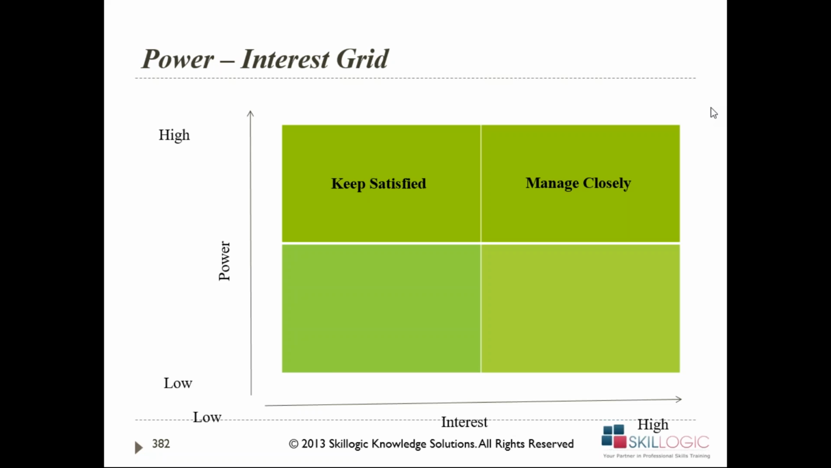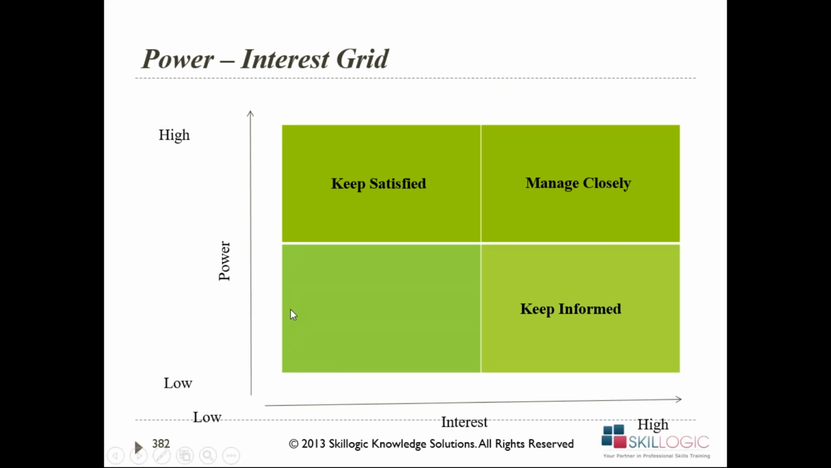These are some of the rules for managing our people. The high interest and high power, I will manage very closely. High power, low interest: they have very high power, but they don't have much interest. Keep them satisfied. Ensure that they are satisfied and their needs are met.